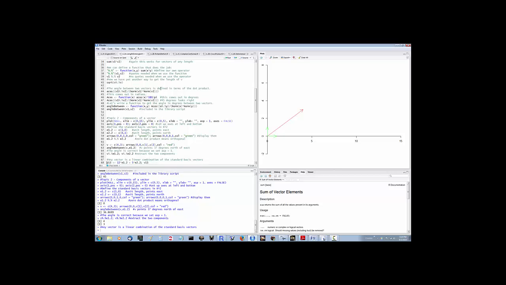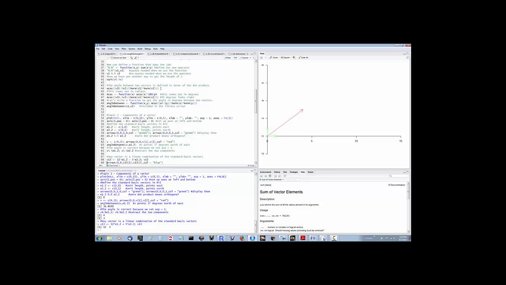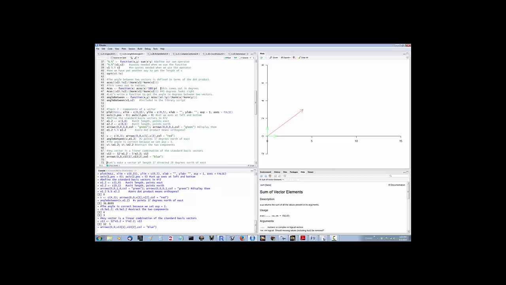I can make any vector I like, of course, by taking a linear combination of the standard basis vectors. If I want a vector whose components are 12 and 5, I just multiply 12 by the standard basis vector that's got a 1 in the top position, add on 5 times the standard basis vector that has a 1 in the bottom position, and I get a vector whose components are 12 and 5. I can plot that on the screen equally well.